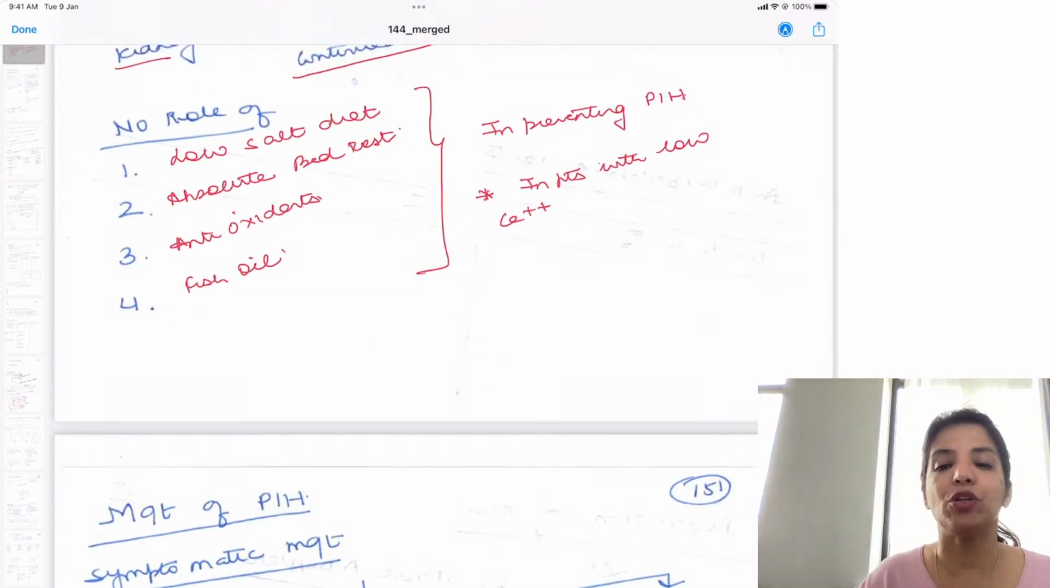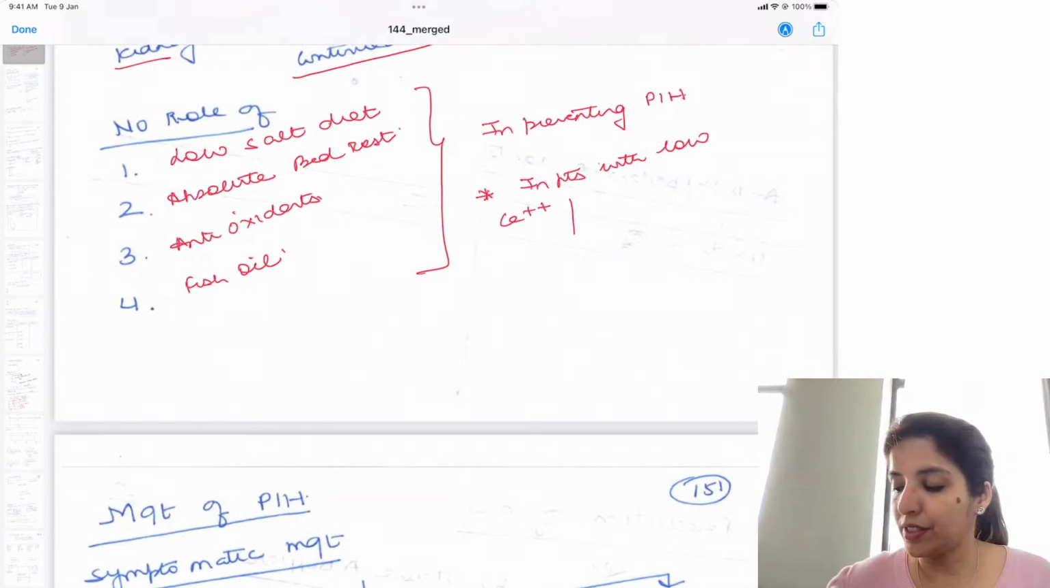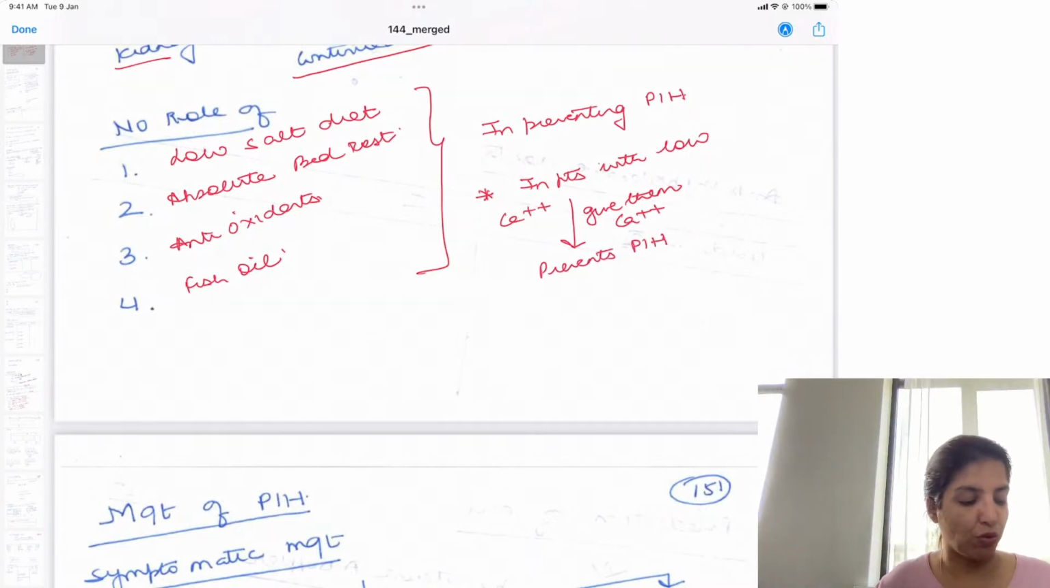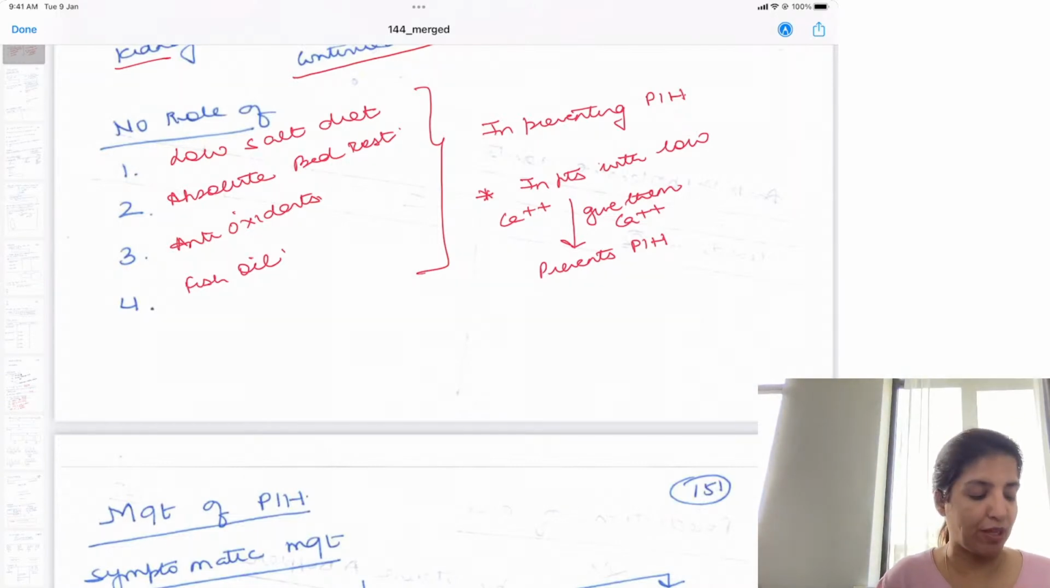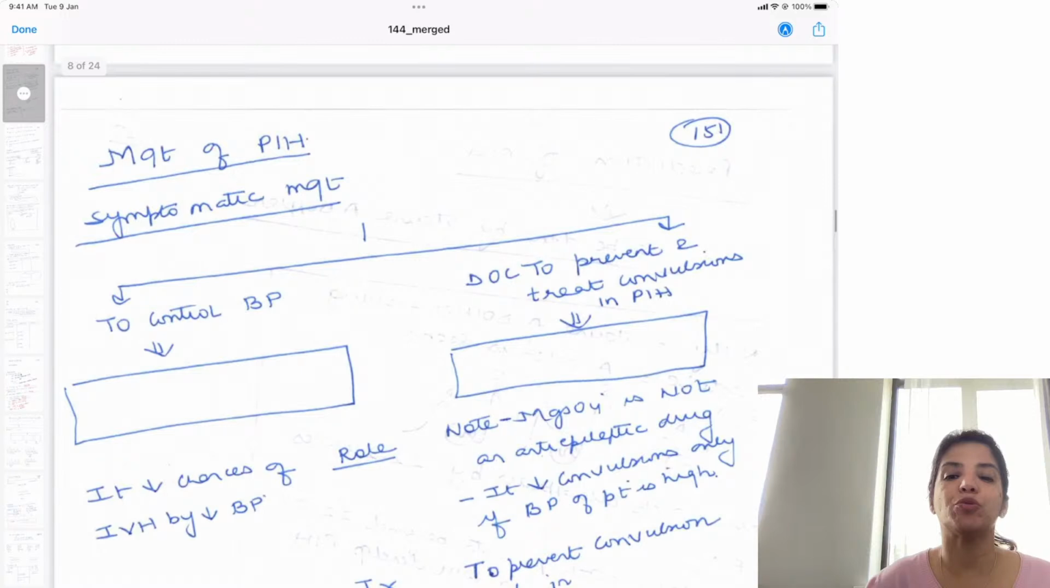Now, in patients with low calcium, it is seen that if you give them calcium, then it prevents PIH. So, as such, calcium doesn't have any role, but in patients with low calcium, if you give them calcium, then it can prevent PIH, right? So we've talked about risk factors, we've talked about the various types of PIH, we've talked about prevention of PIH. Now let's talk about management of PIH.